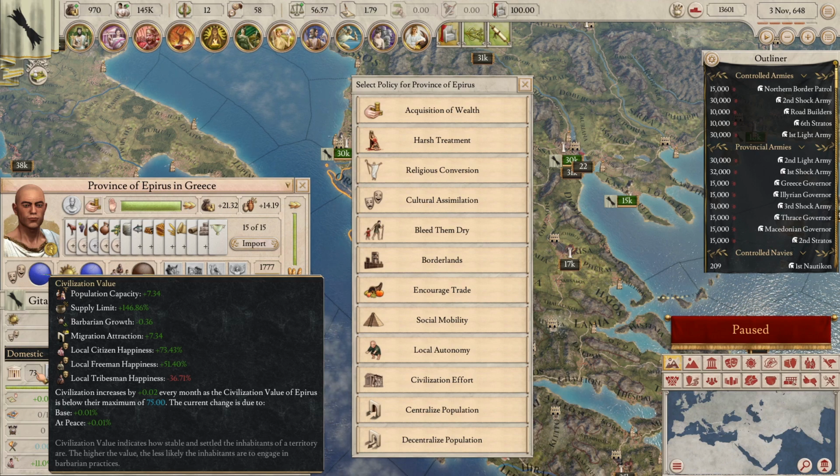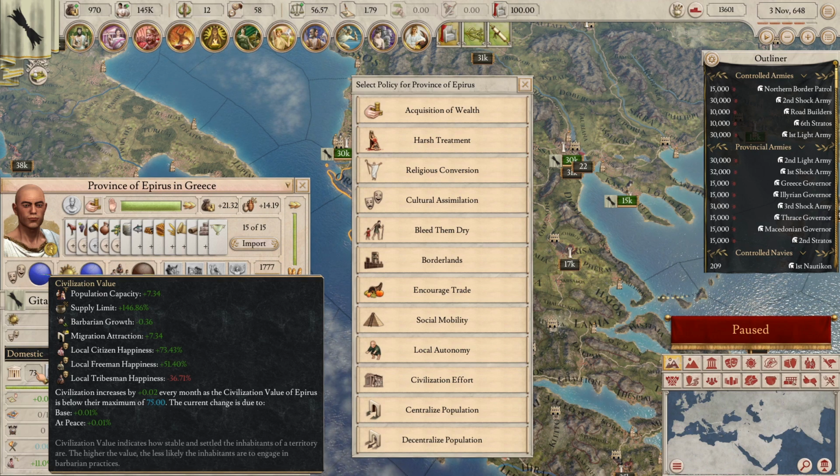As you can see with the detailed pop-up, the higher the civilization value of a territory, the more POP capacity that specific territory has. The supply limit is also better, which means you can place bigger armies there, and your citizens and freemen are happier. Freemen and citizens like living in civilized places, not barbaric wasteland. However, tribesmen don't like civilization, so the higher the civilization value, the less happy tribesmen will be. It also increases the migration attraction of the territory, allowing you to pull more POPs from the surrounding territories.